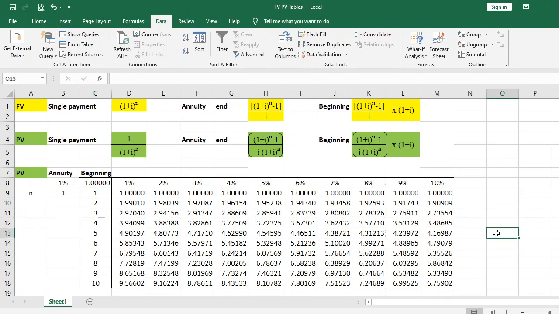So in this presentation, we discussed what is future value, what is single payment, what is regular annuity, and what is annuity due, what is present value, how to create future value tables for single payment, for annuity made at the end of the year, for annuity made at the beginning of the year, how to create present value tables for single payment, annuity made at the end of the year, annuity made at the beginning of the year, what is what if analysis in MS Excel.